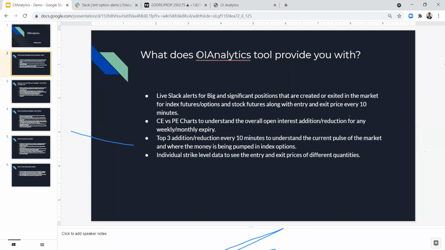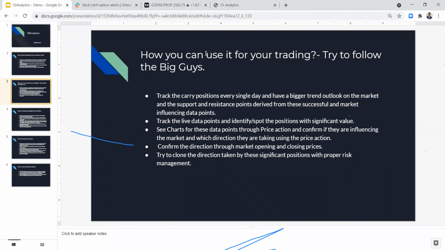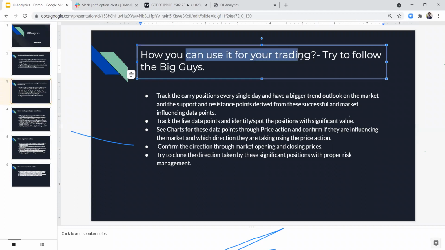Fine. So first we have discussed the features. Now we'll come to the important part, how you can use it for your trading, right? So see, the core idea of how to use it for your trading is that we try to follow the big guys, right? So for doing that, you should be able to understand what the big guys are doing and what positions in the market are able to influence the market, right?